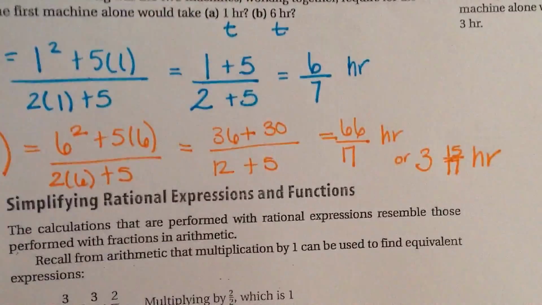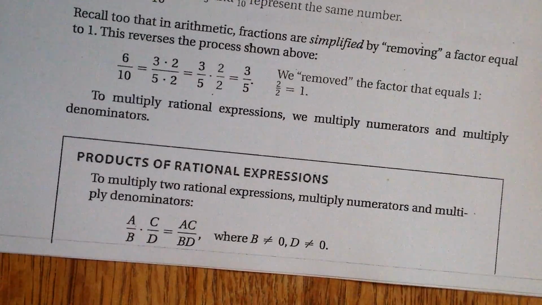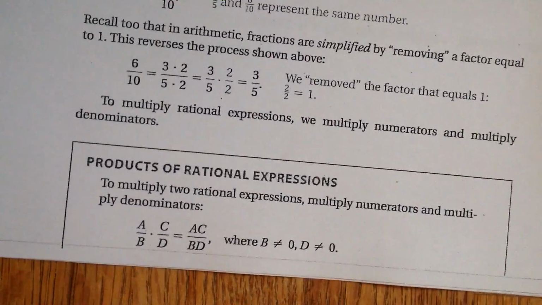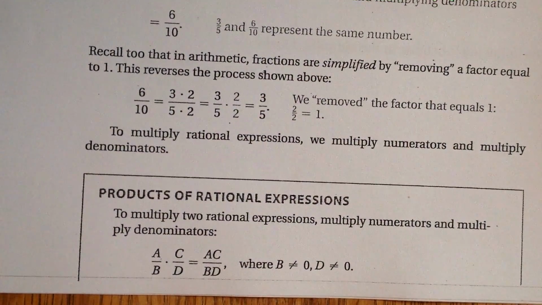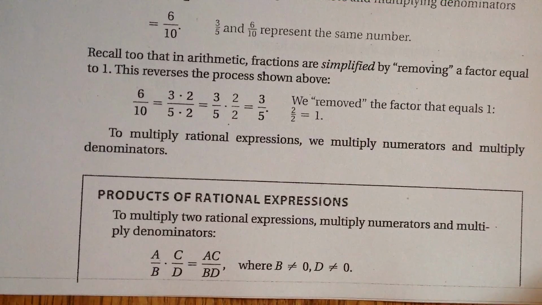So the next thing we're going to look at is how we can multiply our rational expressions together. When you multiply rational expressions, you multiply the top and you multiply the bottom, where your bottoms cannot equal 0 because we know we can't divide by 0.